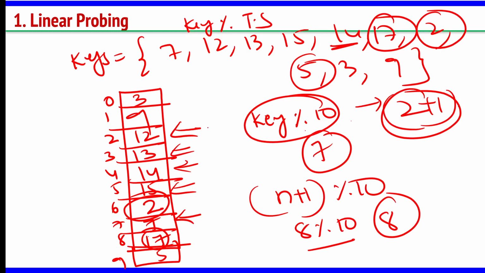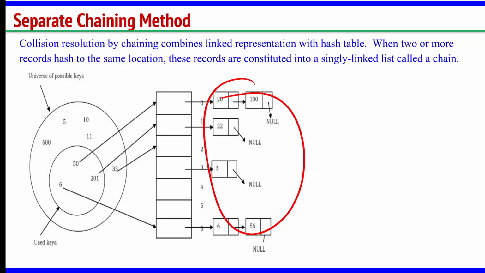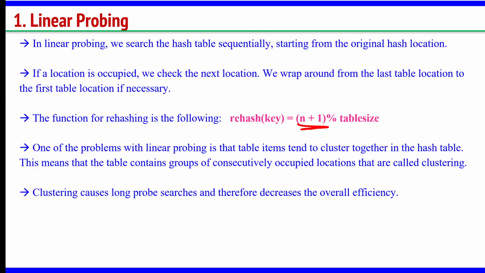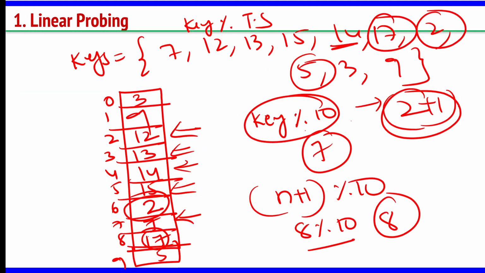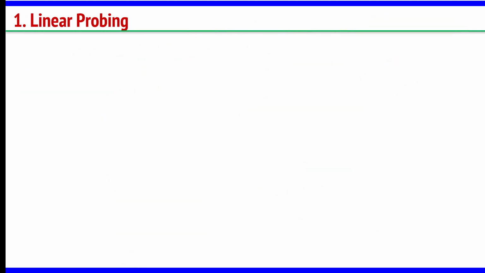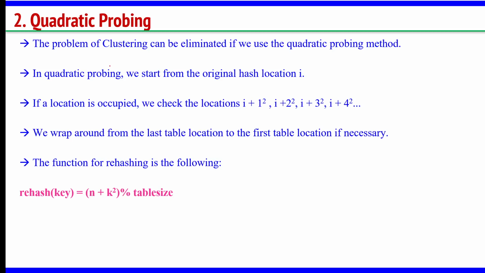Okay. Collision resolution techniques, in that we have seen 2 techniques. One is the separate chaining method, the second one is the linear probing method, right. Let us see how we overcome the drawbacks of linear probing using the next method, that is quadratic probing. Okay. What is this quadratic probing, right?